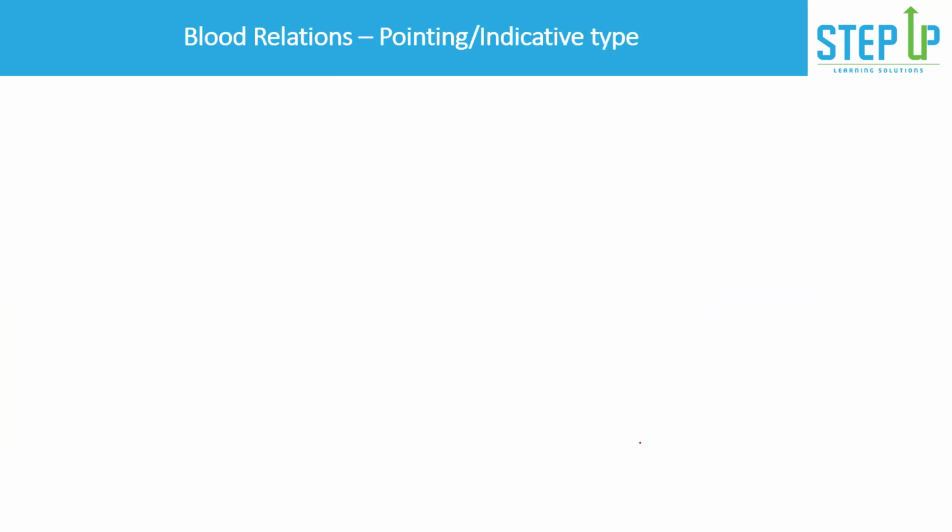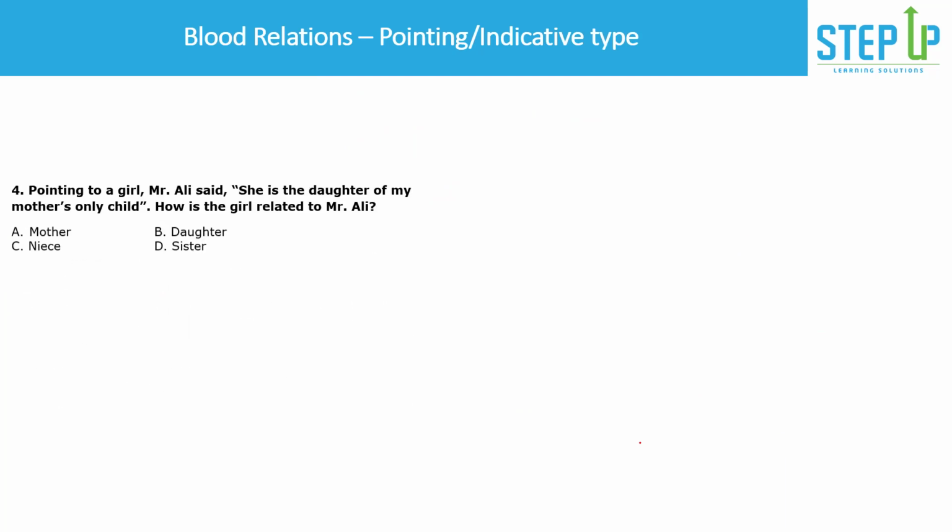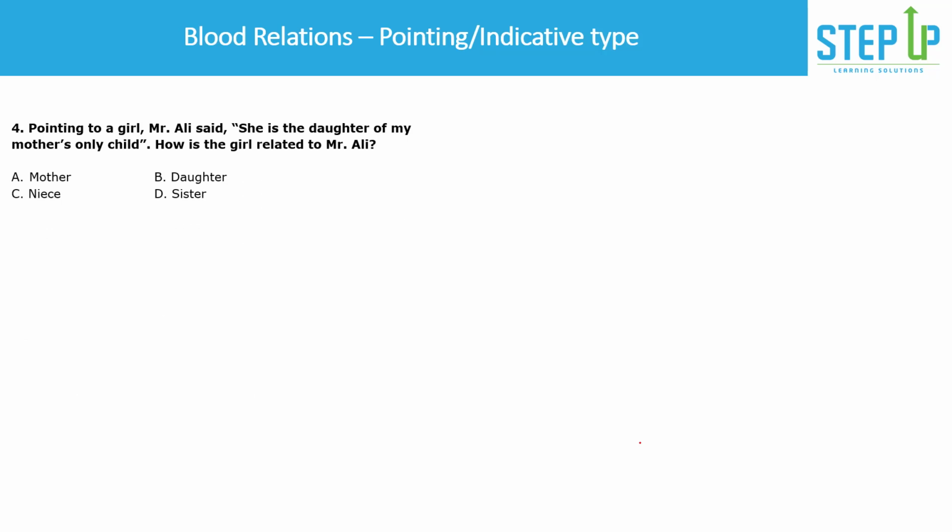Next is the pointing type, like looking at a photograph or indicating at a photograph somebody says something to someone. So let's look at a question here. So he says, pointing to a girl, Mr. Ali said, she is the daughter of my mother's only child. How is the girl related to Mr. Ali? So again, not reading the whole statement in one go, but how you do is you say, okay, Mr. Ali. We know Mr. so male, says Mr. Ali says, pointing to a girl, she is the daughter of my mother's only child.